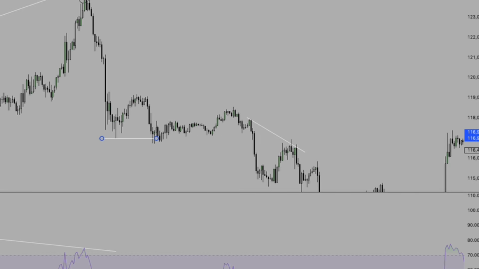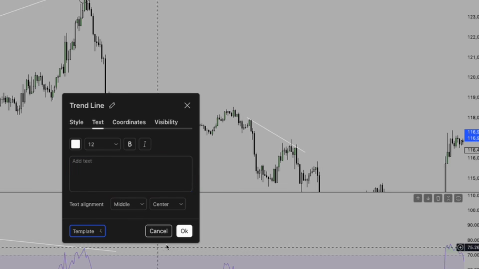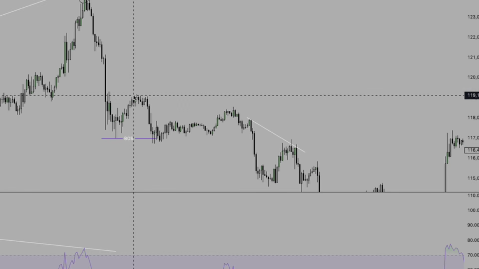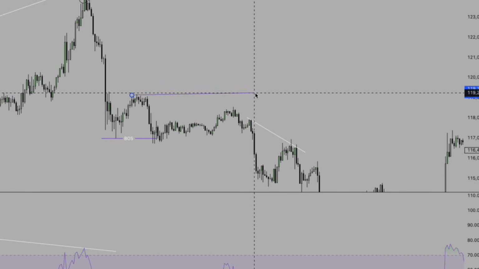I'm just going to label it. Once you spot it, this is the high that formed that breakout structure. I'm going to mark up the high this way.